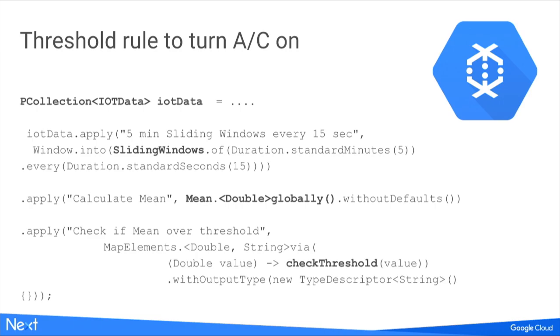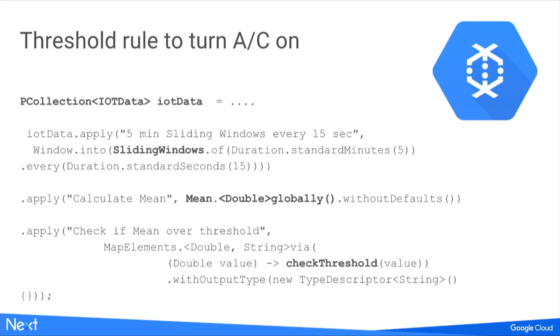The first transform I do is saying, I want a sliding window. So here, those three lines at the top with window into sliding window, duration 5 minutes with a period of 15 seconds. Of course, if we were doing this for real, we wouldn't use 15 seconds. We don't want the AC to come on and off that quickly. You'd put it as 5 minutes, but then you wouldn't see the nice flashing indication on the Firebase.